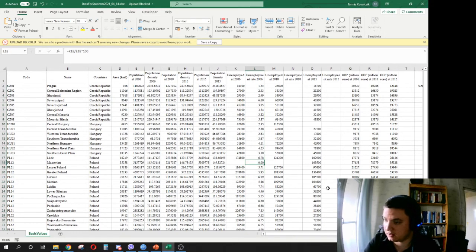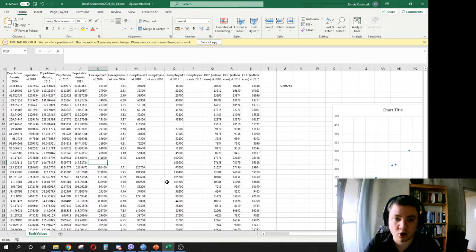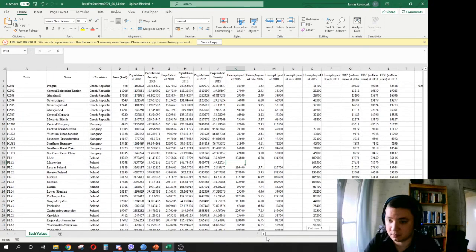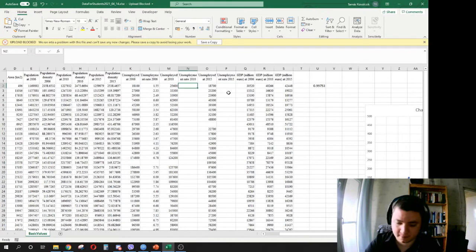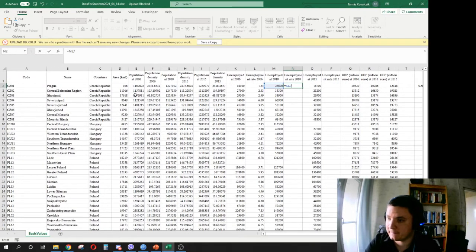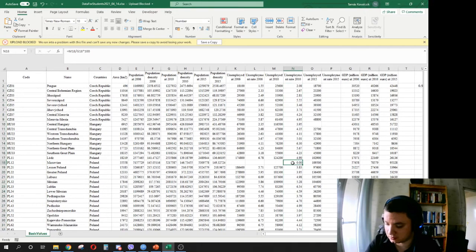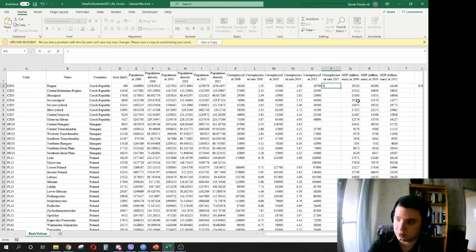Okay, and delete the empty row, because we don't know how many unemployed people there are in Mazovian. Okay, same as population 2010. Okay, a good looking form of the unemployment rate.